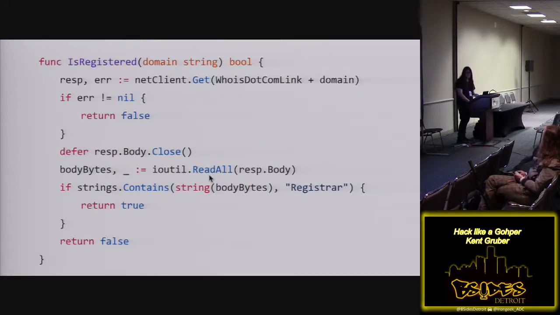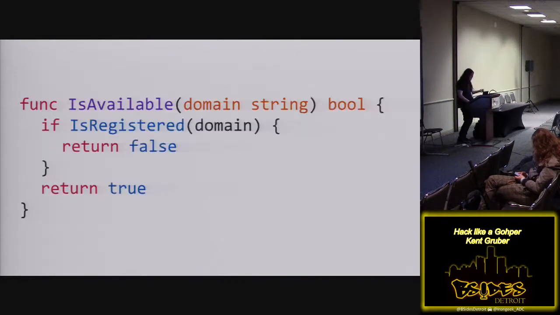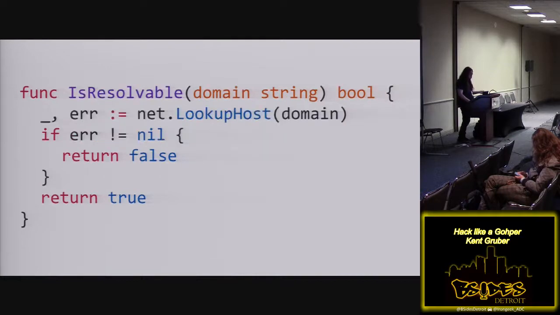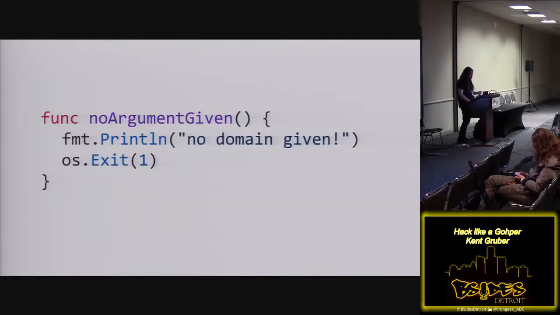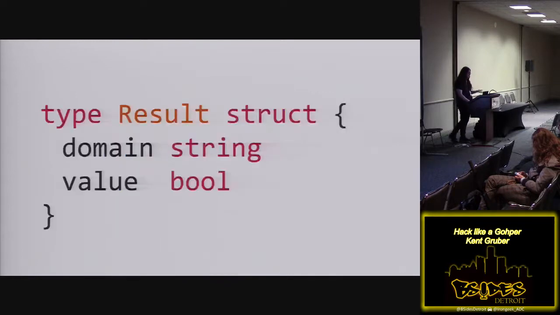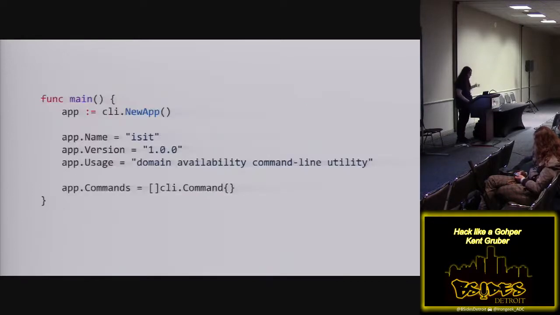Now, I build out the rest of the functions that I'm going to use in this command line tool: is registered, is up, is available, is resolvable, and then the rest of the things, like if there are no arguments given, I error out. And then I build out my type result, because this is going to contain the result for the domain and whether or not it was up or resolvable or registered, depending on what we're checking. We're going to reuse this everywhere. And then I can build out my command line application.